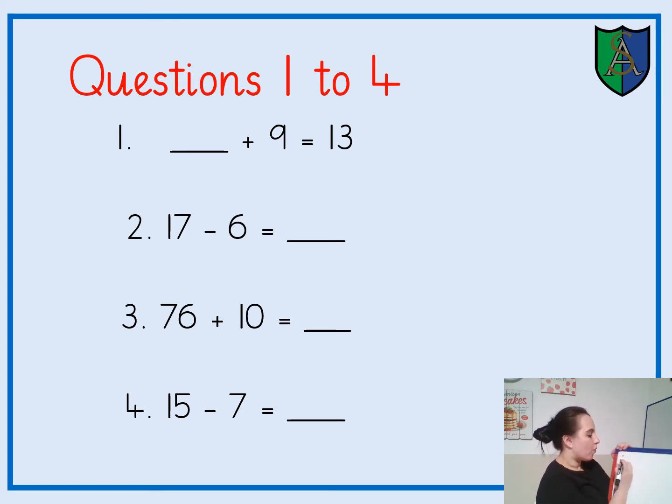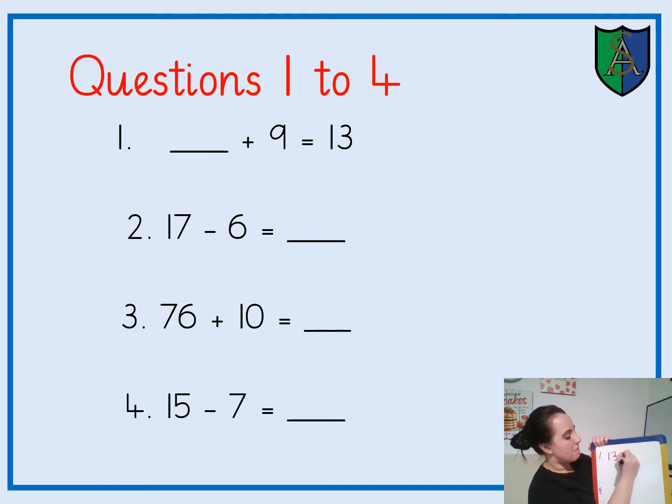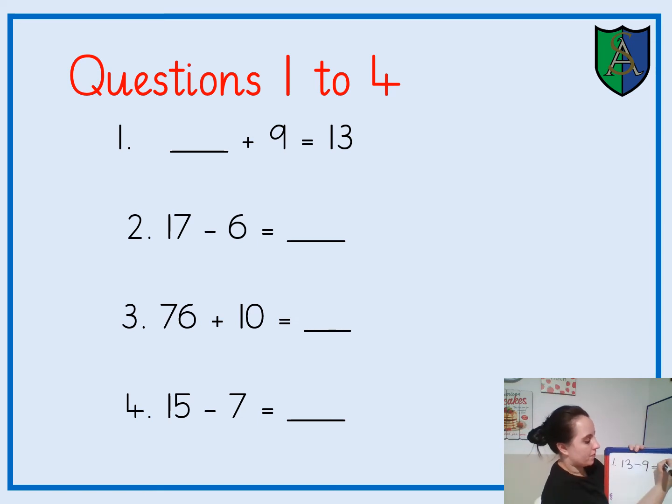Okay, so what I would do to work out this answer is I would do the inverse operation. The inverse of addition is subtraction. So for number 1, I would do 13 minus 9 equals, so 9, 10, 11, 12, 13, that's 4. So the answer is 4, because 4 add 9 equals 9, 10, 11, 12, 13.